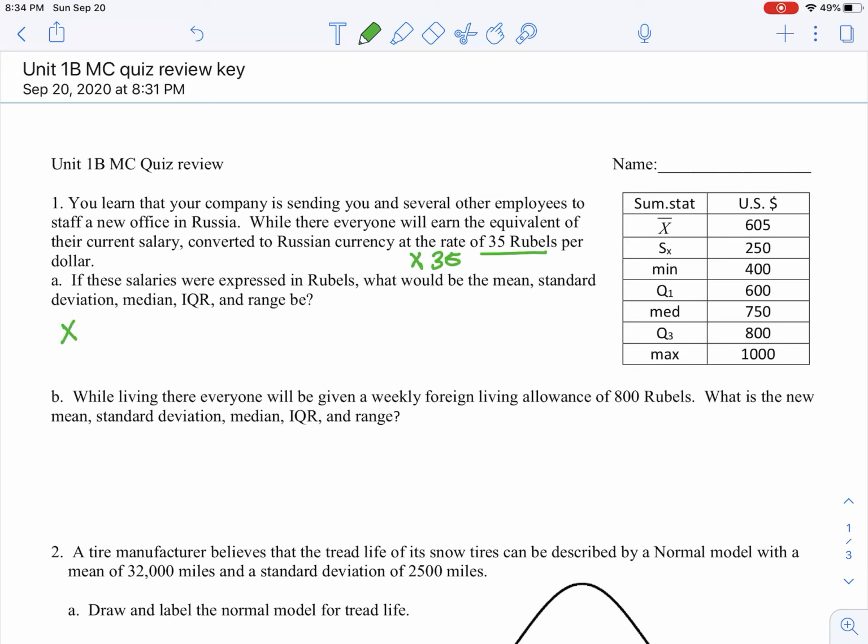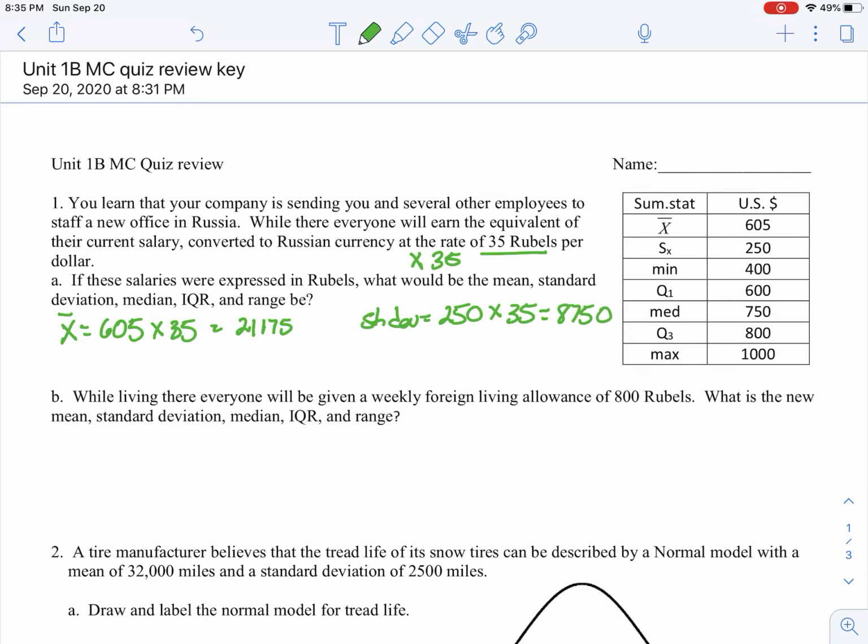Let's be technical about this. My mean is going to be x bar. We're just going to take 605 times 35. Be nice if I had a key ready to go, but I don't, so you're going to have to forgive me while I type this into my calculator. 21,175. Okay. My standard deviation is going to be 250 times 35. $87.50.